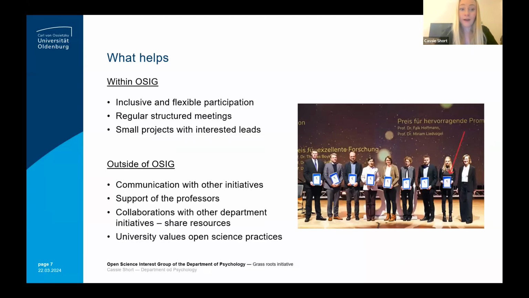Okay, so what helps within the OSIG, we're very inclusive and flexible in terms of our participation. So we have these regular structured meetings, which are every 2 weeks. And it's okay to be a member of OSIG if you can't attend every meeting, for example. And it's okay to attend if you're a student. It's okay to attend if you're a professor. So the level of commitment doesn't seem so high. So we reduce the barrier to just make that first step and get involved.